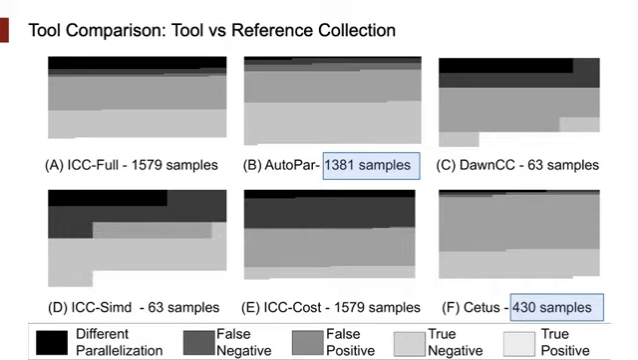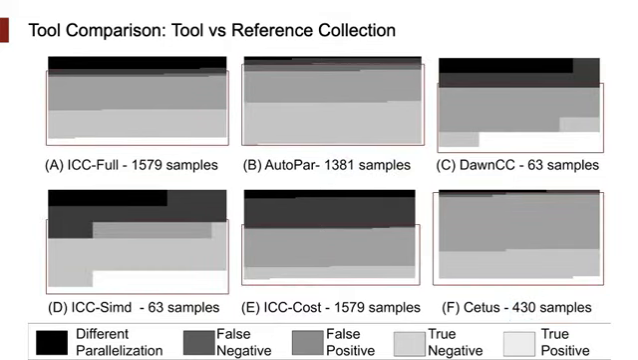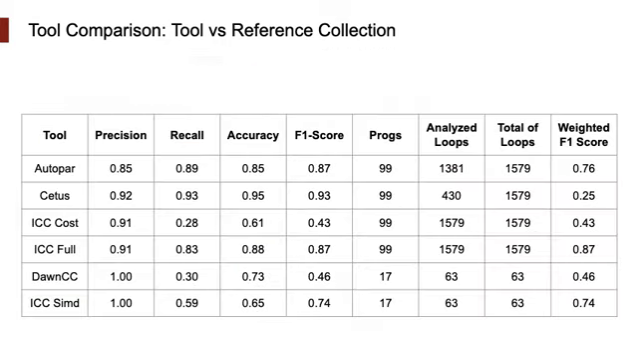Second, some tools have not been able to process all the files. They would crash when processing some of these files. For instance, out of the almost 1600 loops that we gave to Cetus, it could annotate 430. This said, notice that most of our results are either true negatives or true positives, meaning that the tool has produced outputs that were expected in the reference collection.